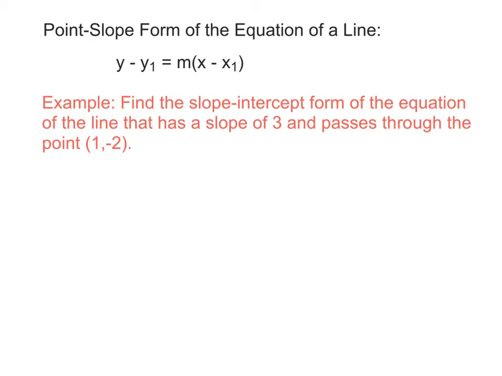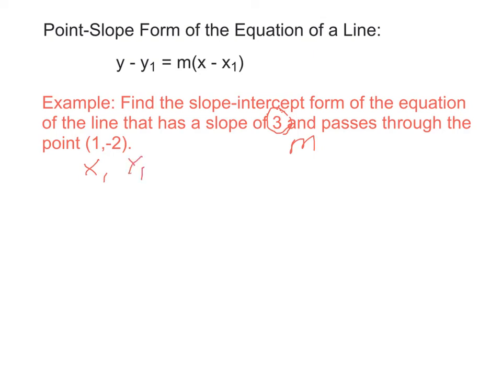So let's say we were given an example. Find the slope-intercept form of the equation of the line that has a slope of 3 and passes through the point 1, minus 2. All right? Well, we immediately know that m is equal to 3. Okay? So this right here, the 3, is simply m, and the 1 comma minus 2, 1 is x1, minus 2 is y1.